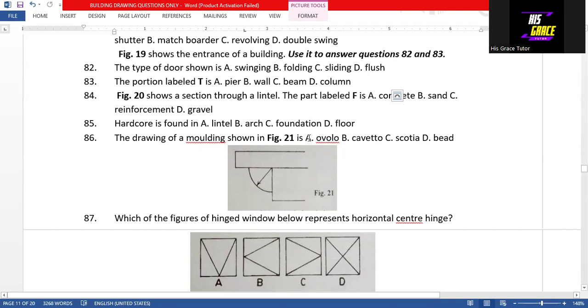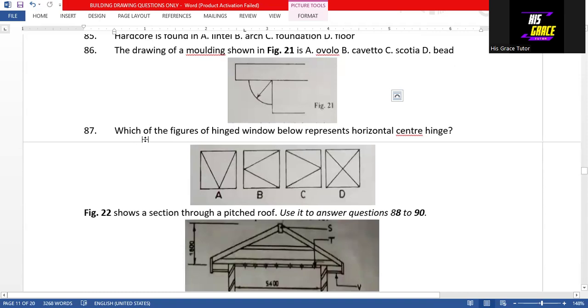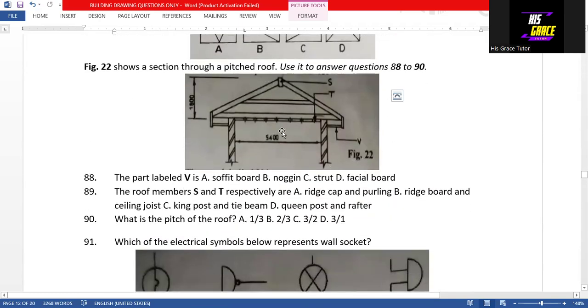That is option A, the answer to question 86. Then question 87: Which of the figures of hinge window below represent horizontal center hinge? So that is option D, the answer to question 87. Then we have to make use of this diagram to answer questions 88 to 90.